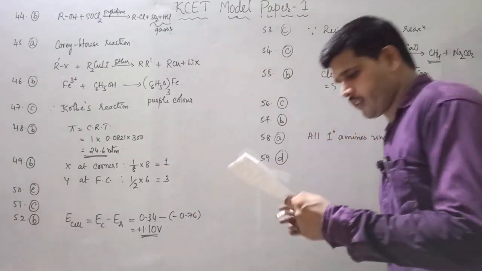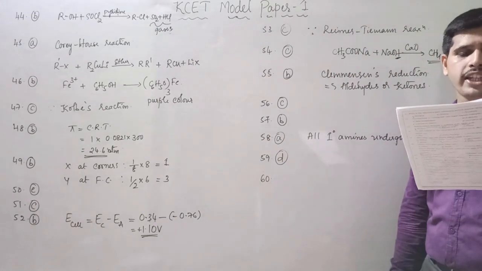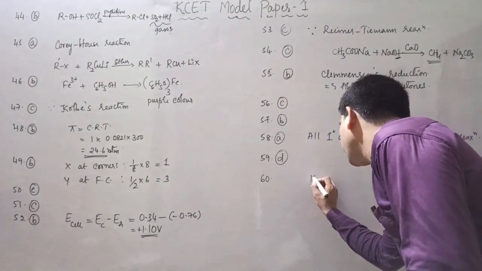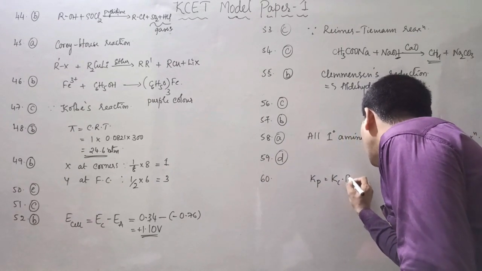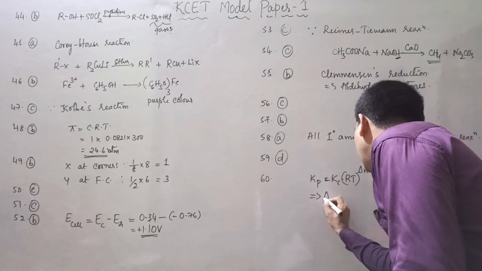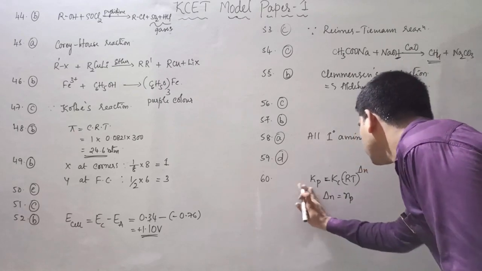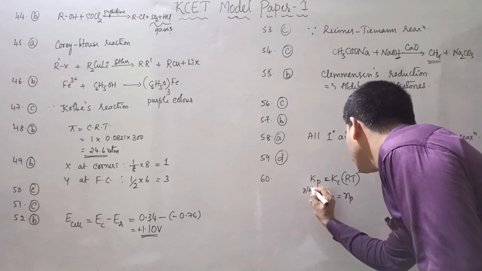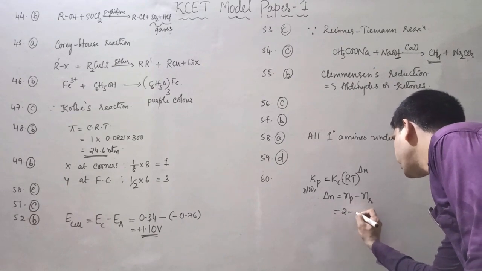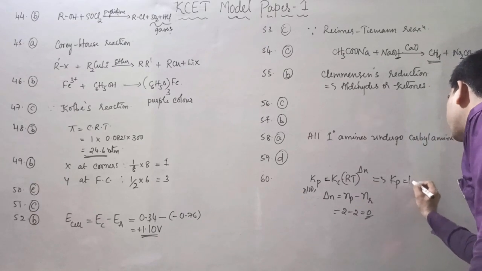Last one, 60th. For the reaction N2 plus O2 giving 2NO, the value of Kc is given. What is the equilibrium constant Kp? If Kc is given, how are they connected? We know that Kp is equal to Kc into RT to the power delta n. Now what is delta n? Delta n is the number of moles of gaseous products minus gaseous reactants. So right side 2, left-hand side also 2, so it is 0. When delta n equals 0, Kp equals Kc.